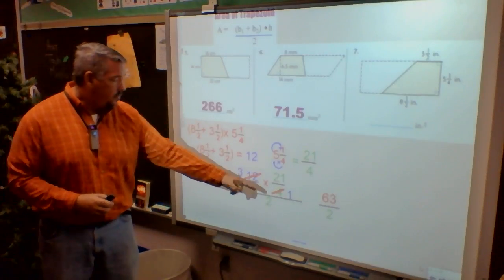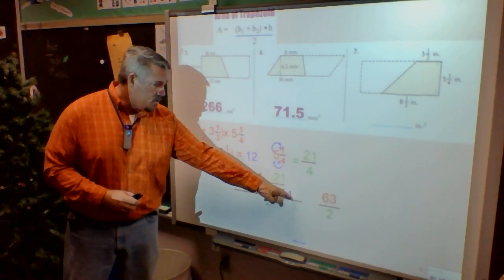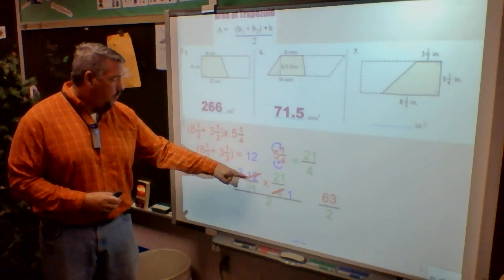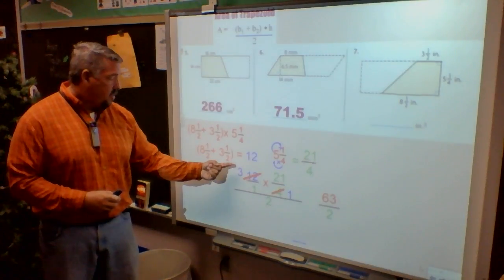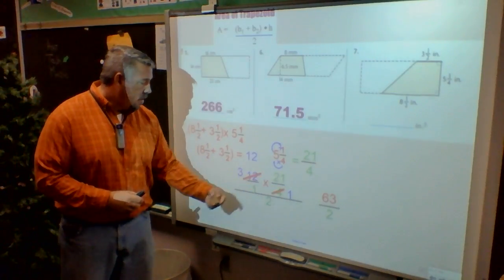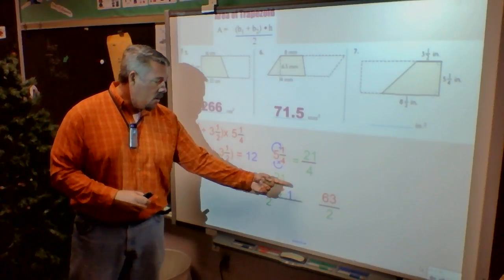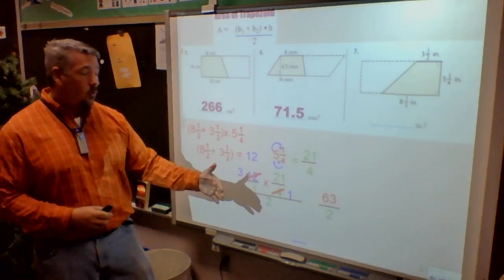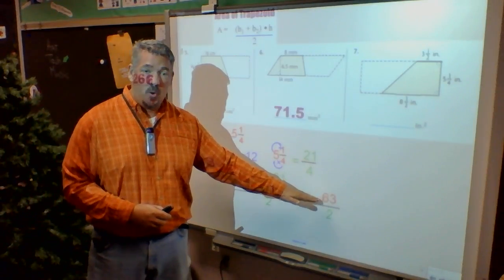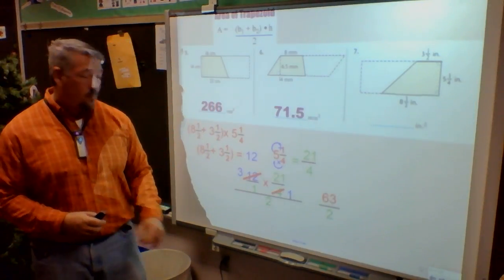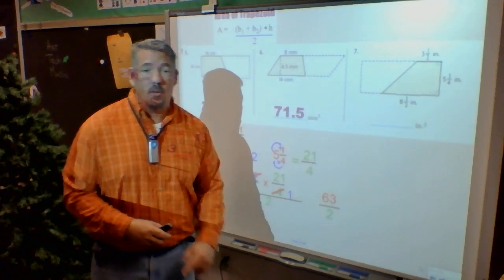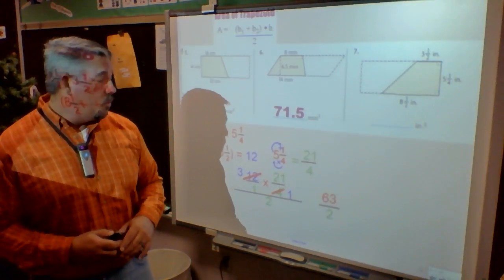So I reduce my 4 and my 12. 4 once again goes into 4 once, and 4 goes into 12 3 times. And then I multiply straight across. 3 times 21 is 63. 1 times 1 is 1. 63 over 1 just gives me my 63. So that's where the numerator came from. My 2 I just carry over. I'm still going to divide by 2.